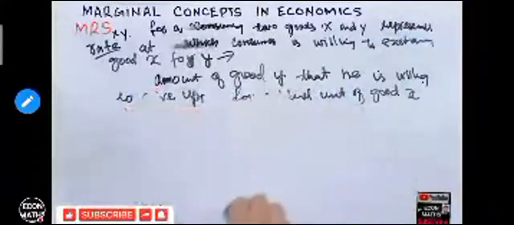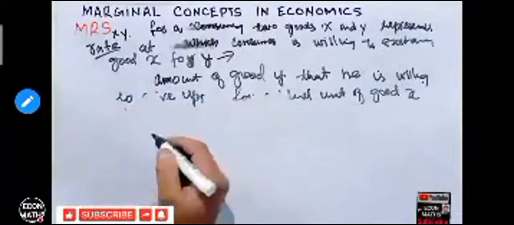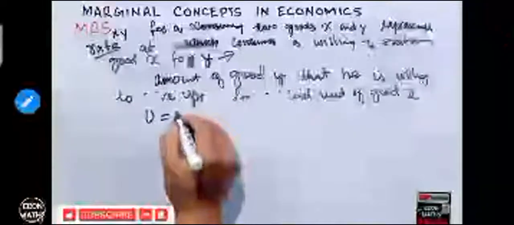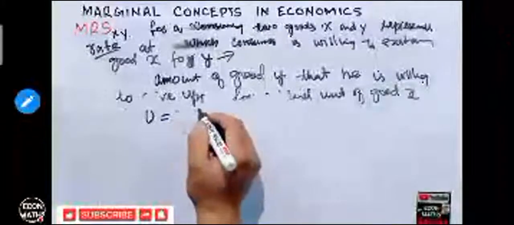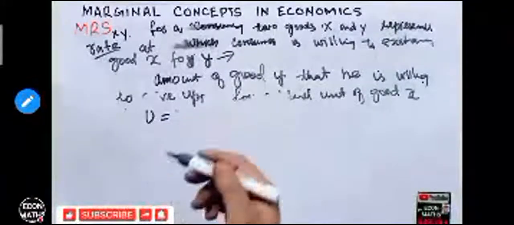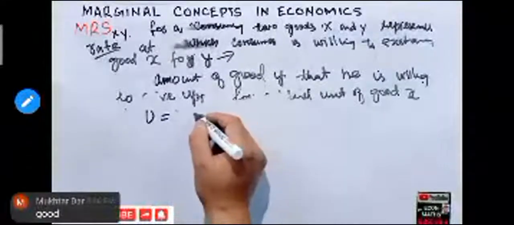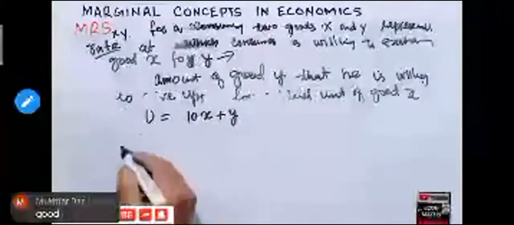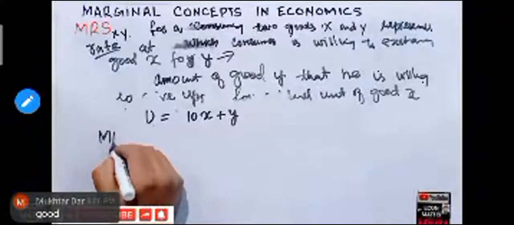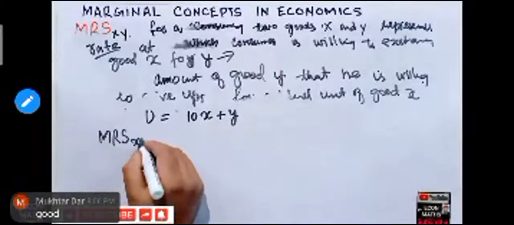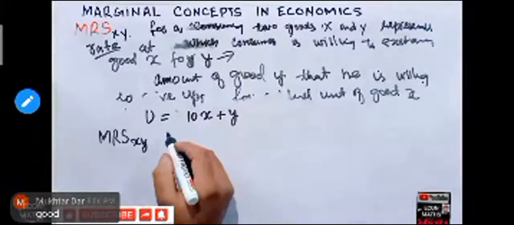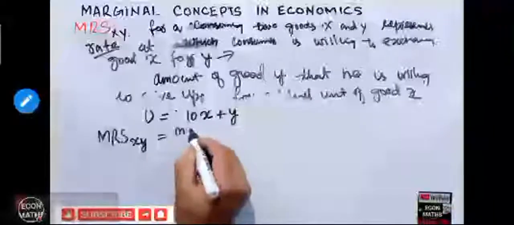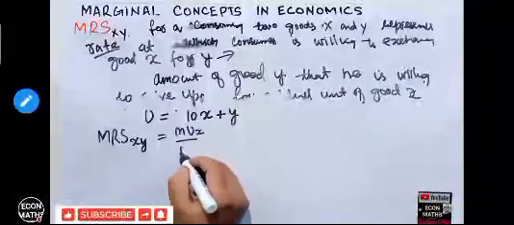Let us say we are given a utility function U equal to 10X plus Y. Then we have to find the marginal rate of substitution between X and Y. So this is simply marginal utility of X divided by marginal utility of Y. This is the formula for this.